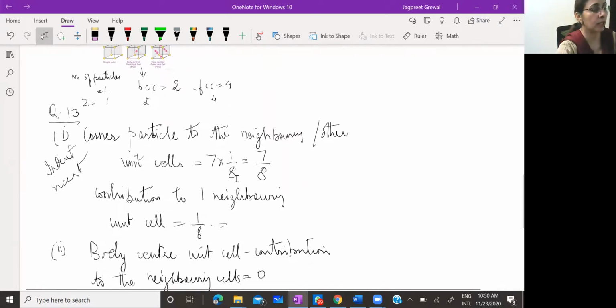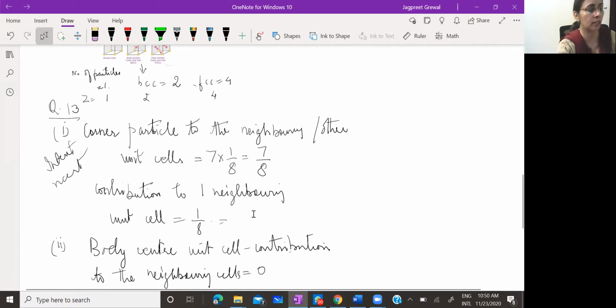Now if I pick a question, this is an in-text question, question number 13 in your NCERT book. They have asked how much of a corner particle is being shared by the neighboring unit cells. The contribution of a corner particle to the neighboring unit cells will be 7 into 1 by 8. To its own unit cell, it is 1 by 8. To the rest of the unit cells, it will be 7 upon 8. The contribution to one neighboring unit cell will be 1 by 8, so to each unit cell, it is 1 by 8.